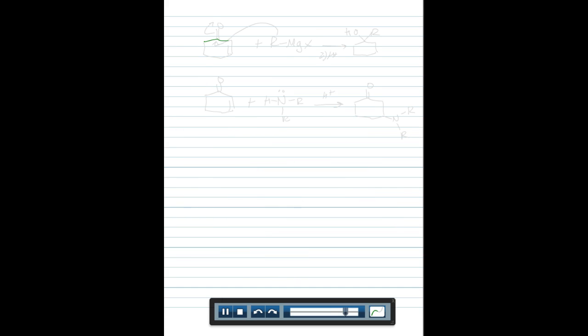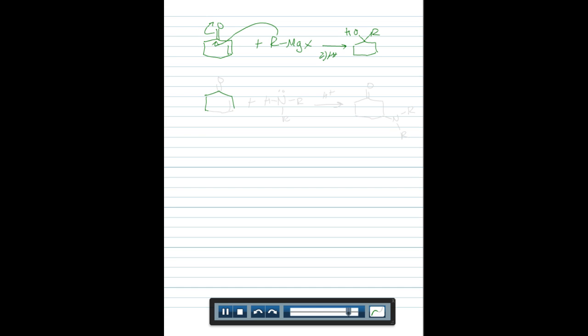Okay, so let me just kind of restate this. Let's say you have an alpha beta unsaturated ketone and you add a Grignard to it. Grignard is a strong nucleophile, so it goes 1,2. It does not touch the double bond on the ring. Okay, your second step is adding acid.